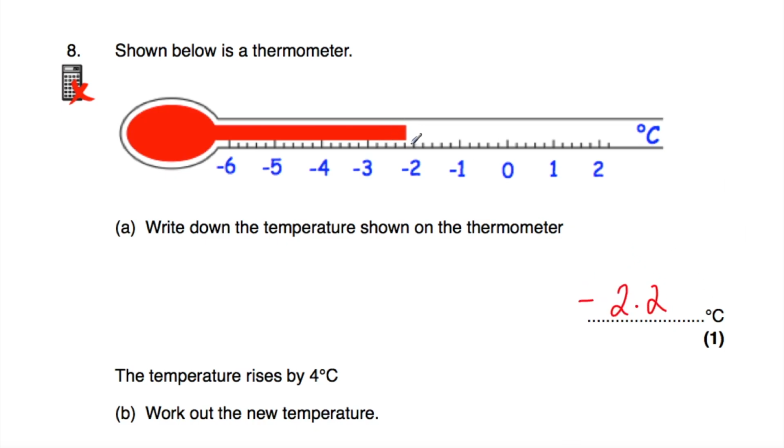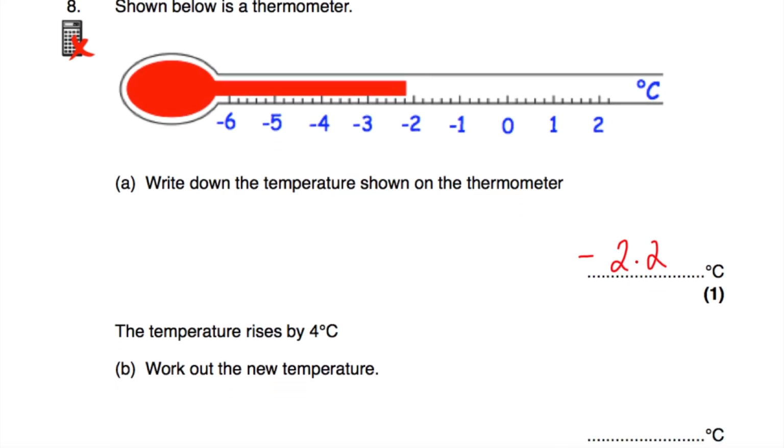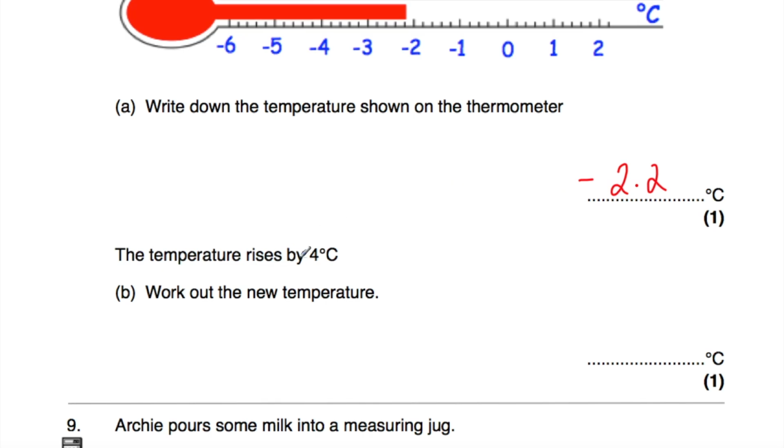And let's just check that. -2.2, -2.4, -2.6, -2.8, and then -3. So that's it, yep. Okay, then we're told the temperature rises by 4 degrees Celsius. Work out the new temperature. So it was -2.2 degrees Celsius, and it's going to rise and go up by 4. So we need to add 4 onto -2.2.